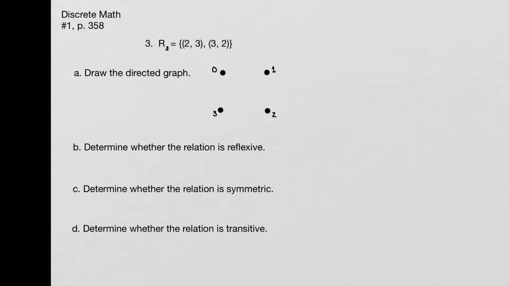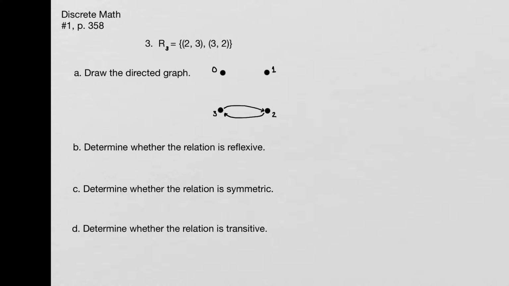Okay, here again I need to draw the directed graph for my relation R3. And here I only have two elements, which is going to make this a pretty quick problem. So we have 2 going to 3. So I have an arrow going from 2 to 3, and then an arrow going from 3 to 2. All right, and that's done. I do have to make sure that I include 0 and 1 in my graph because those are elements. So this altogether is the graph, not just this piece. So if you don't draw the whole thing, then your directed graph is incorrect.